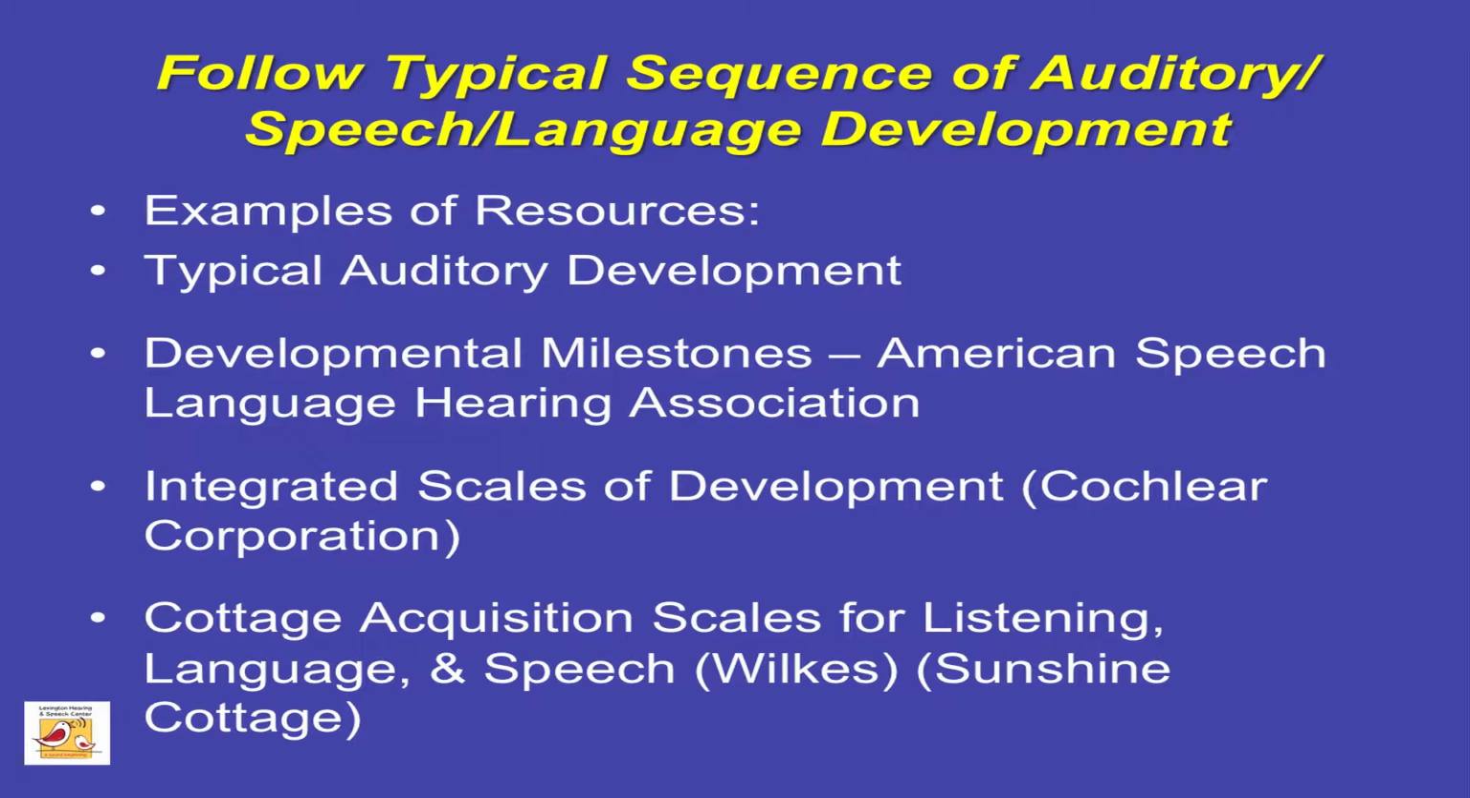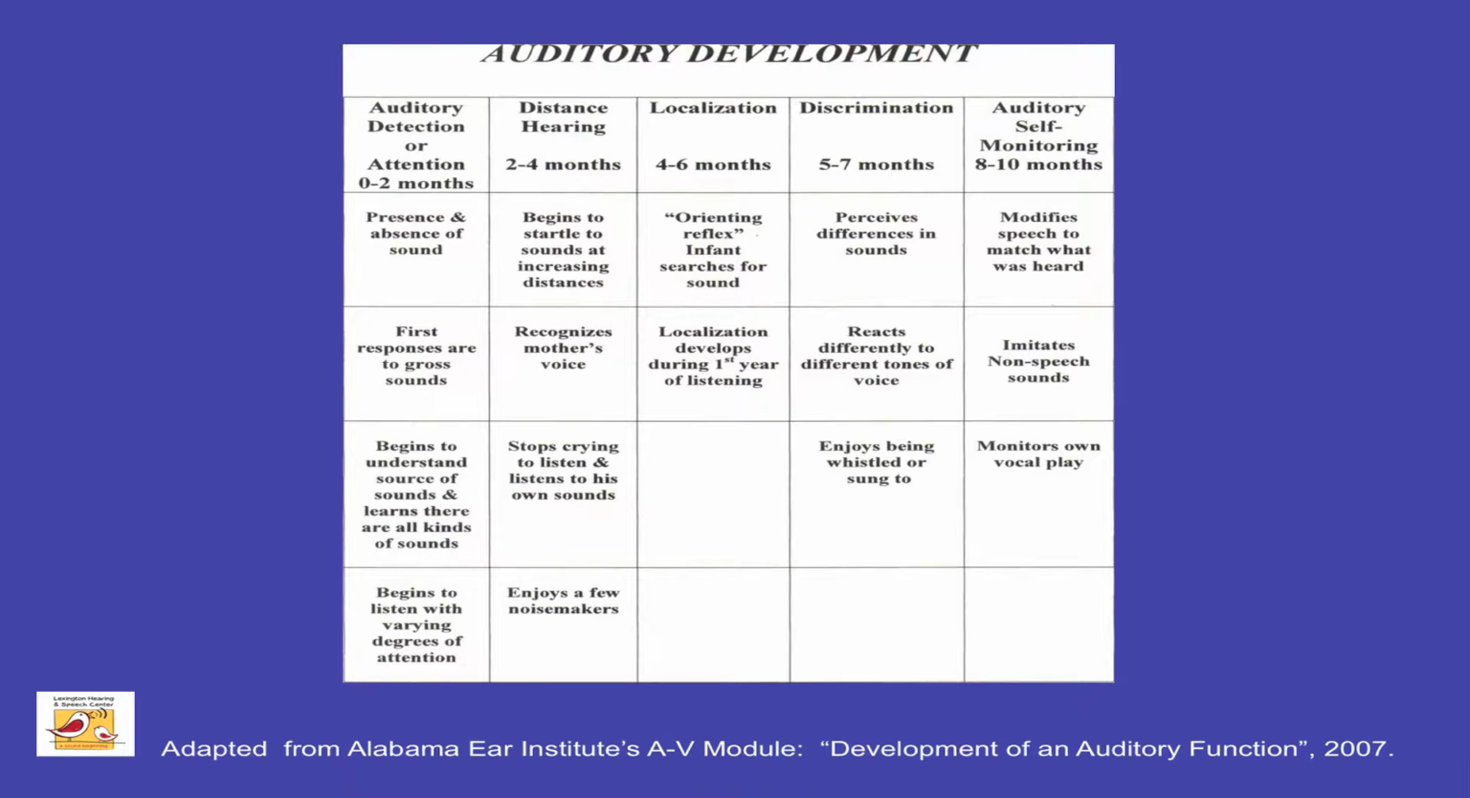Examples of typical auditory speech and language development resources include typical auditory development, developmental milestones from the American Speech Language Hearing Association, the integrated scales of development from the Cochlear Corporation, and the Cottage Acquisition Scales for Listening, Language, and Speech from the Sunshine Cottage. Remember, think of ages as hearing age.